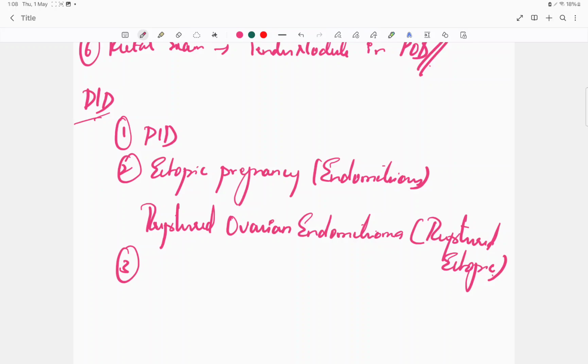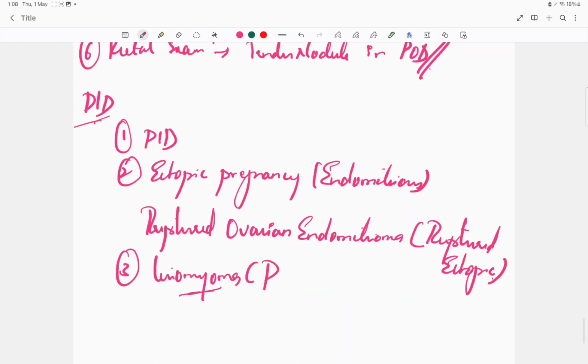The third thing is leiomyoma, which is nothing but a fibroid. This leiomyoma is painless and mobile. Next, ovarian malignancy. In ovarian malignancy, on per vaginal examination, you can see a fullness in the fornix, but it won't be tender. It will be painless.